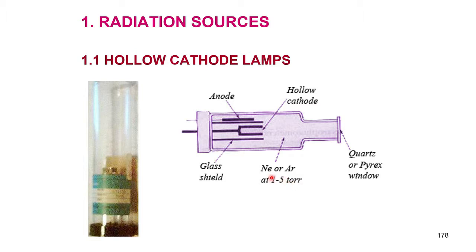What is atmospheric pressure? Our normal atmospheric pressure is 760 mm pressure, that is 760 torrs. So, this is almost of the order of about 10 raised to minus 3 or 10 raised to minus 4 atmospheric pressures. The edge of this is made of glass, but the end is a quartz or pyrex window.